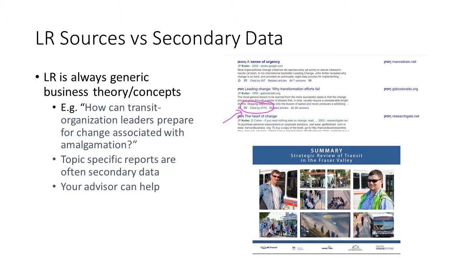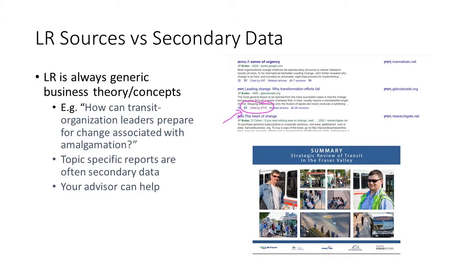when I was working with a student working on Fraser Valley Transit, their question was, how can transit organization leaders prepare for the change associated with amalgamation? That all the transit organizations within the Fraser Valley want to amalgamate, but leaders are struggling with how that change will happen. So as I ran through in the last Collaborate, that person went into the business literature and looked at these change management models that they could then bring to bear on this topic.